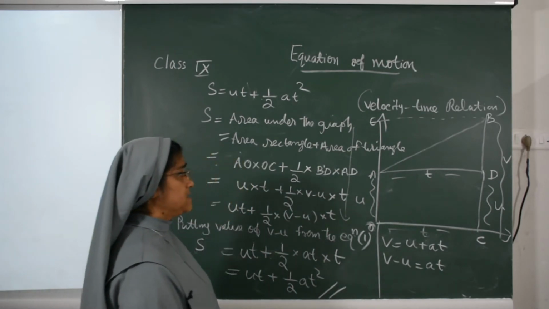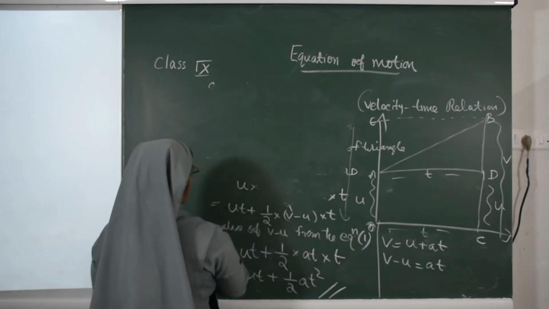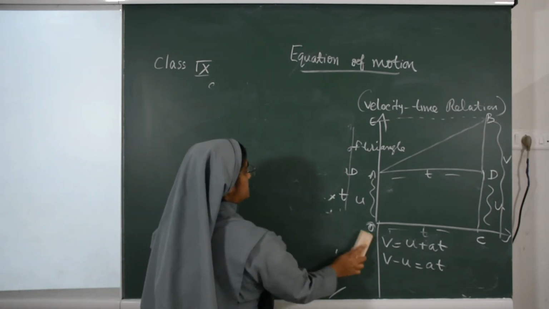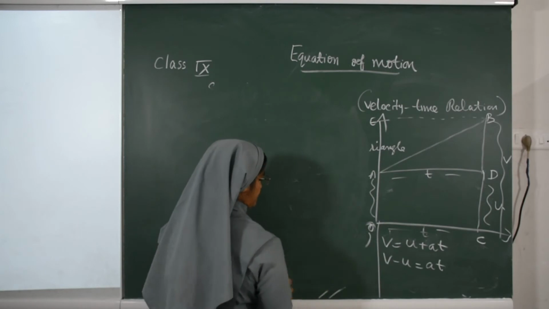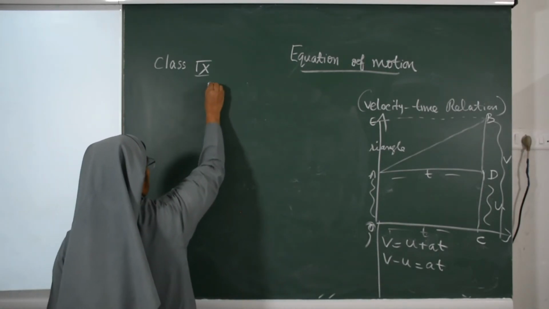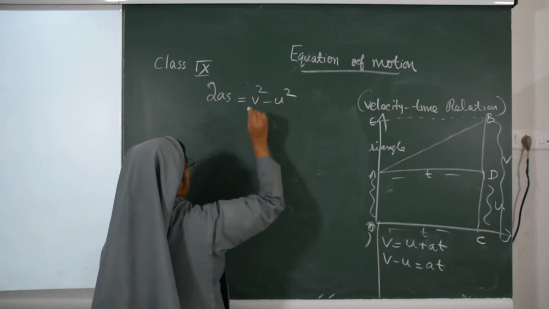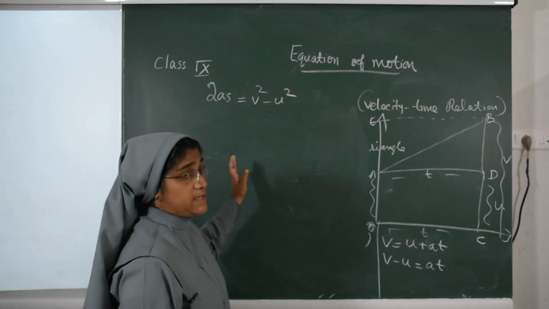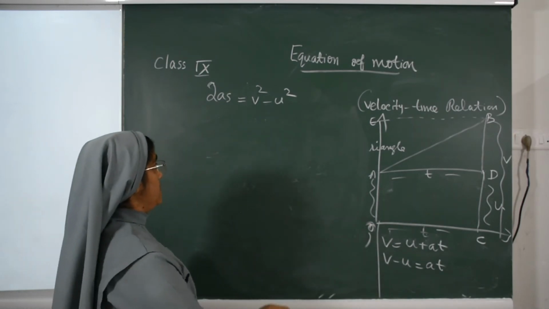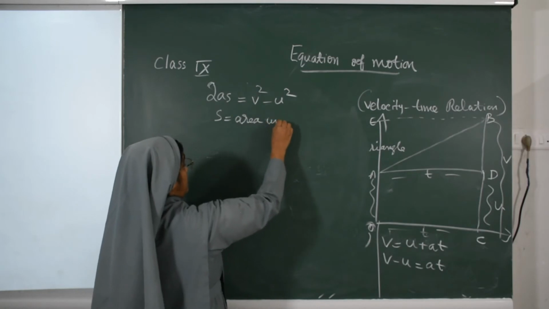Then next, the third equation, 2as is equal to v square minus u square. We are using the same graph only. So, we have to find out the distance, the area under the graph. So, s is equal to area under the graph.